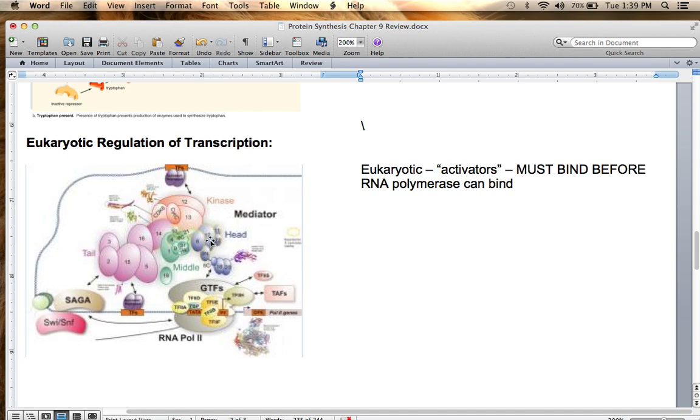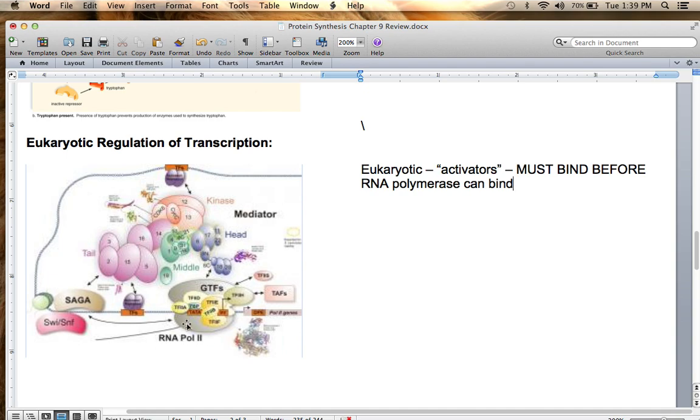So in this picture, and obviously you don't have to know all these names and numbers, all of these little shapes are proteins, activators that have to be present and in the right order and in the right shape and in the right location on the DNA for RNA polymerase to even bind. So if one of these components is missing, then RNA polymerase cannot bind and that gene cannot be transcribed.